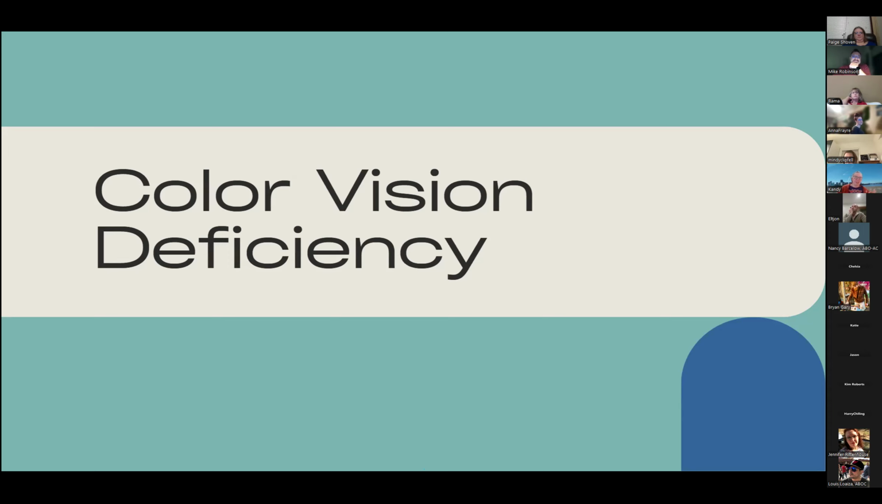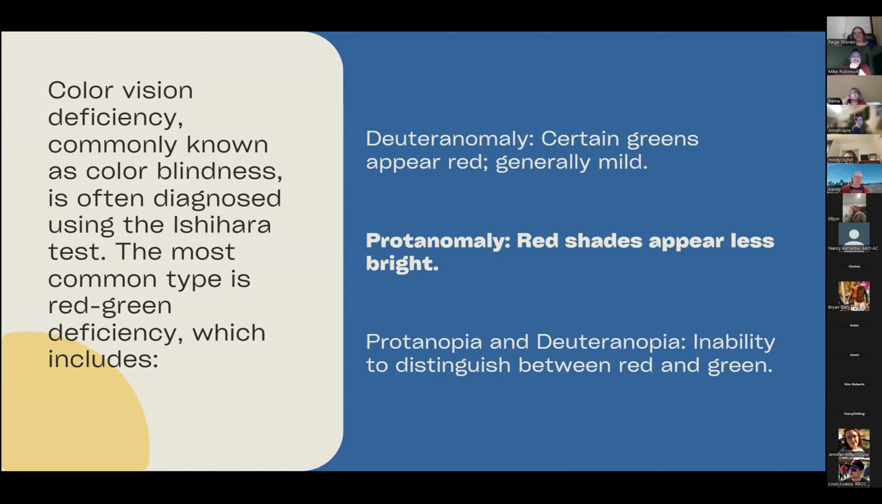So with color deficiency, with the cones, there are three types of red-green deficiencies. That's wrong. Red-green is the most common. Deuteranomaly is where certain greens appear red. Generally, that's a mild color deficiency.